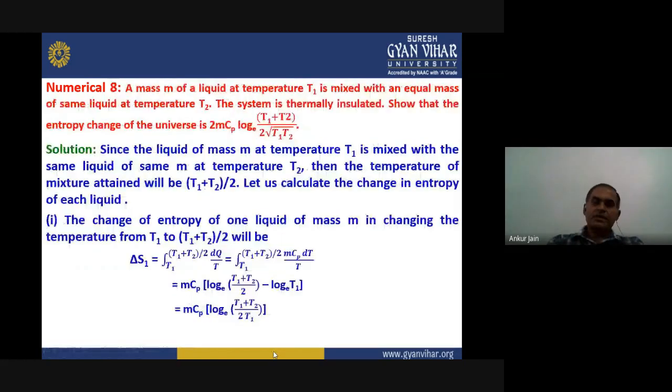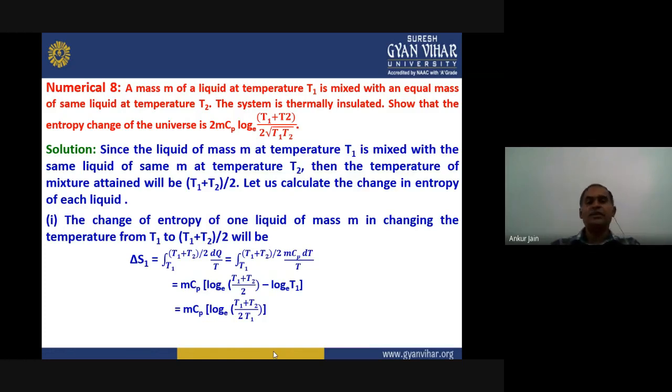Then the last question of today's lecture is: a mass m of a liquid at temperature T1 is mixed with an equal mass of the same liquid at temperature T2. So the mass of both the liquids is the same, but the temperatures are different, T1 and T2. The system is thermally insulated. There is no heat exchange possible.